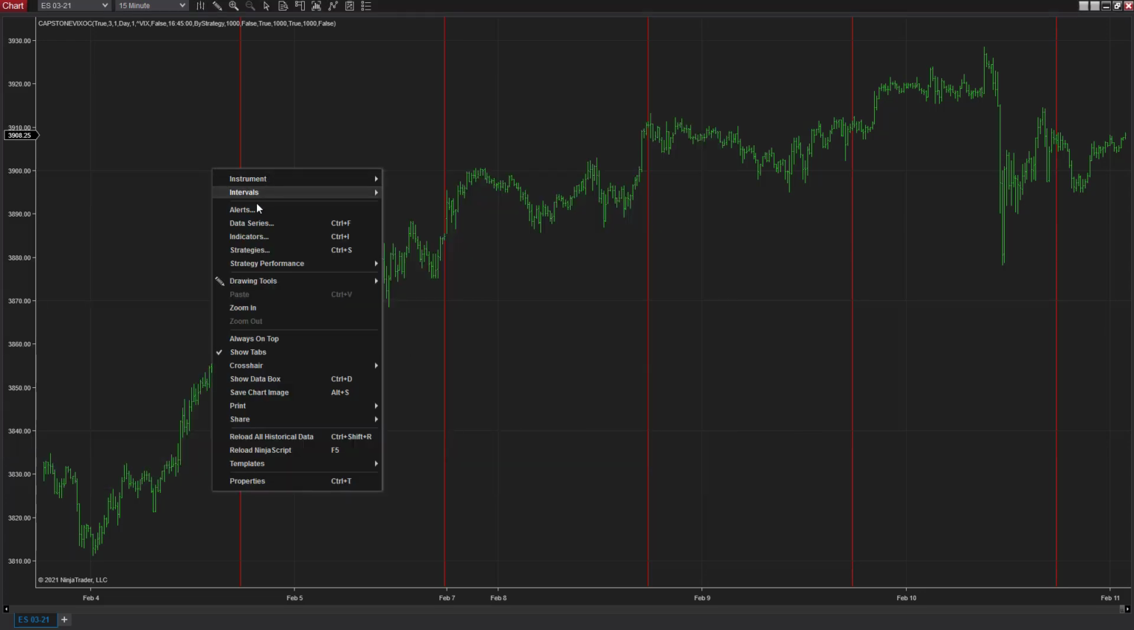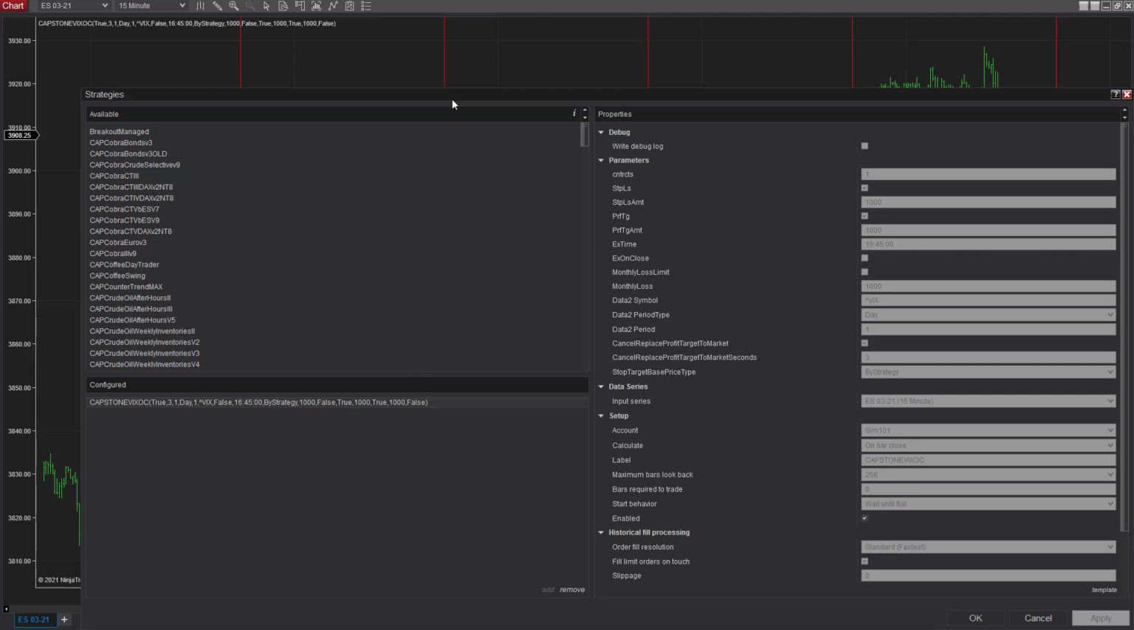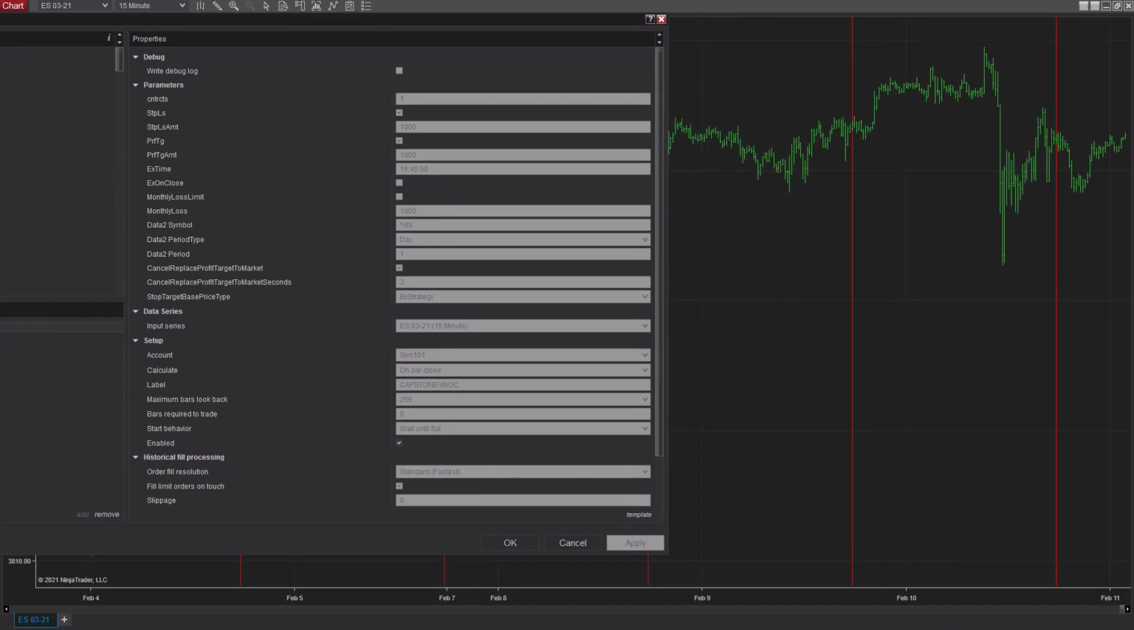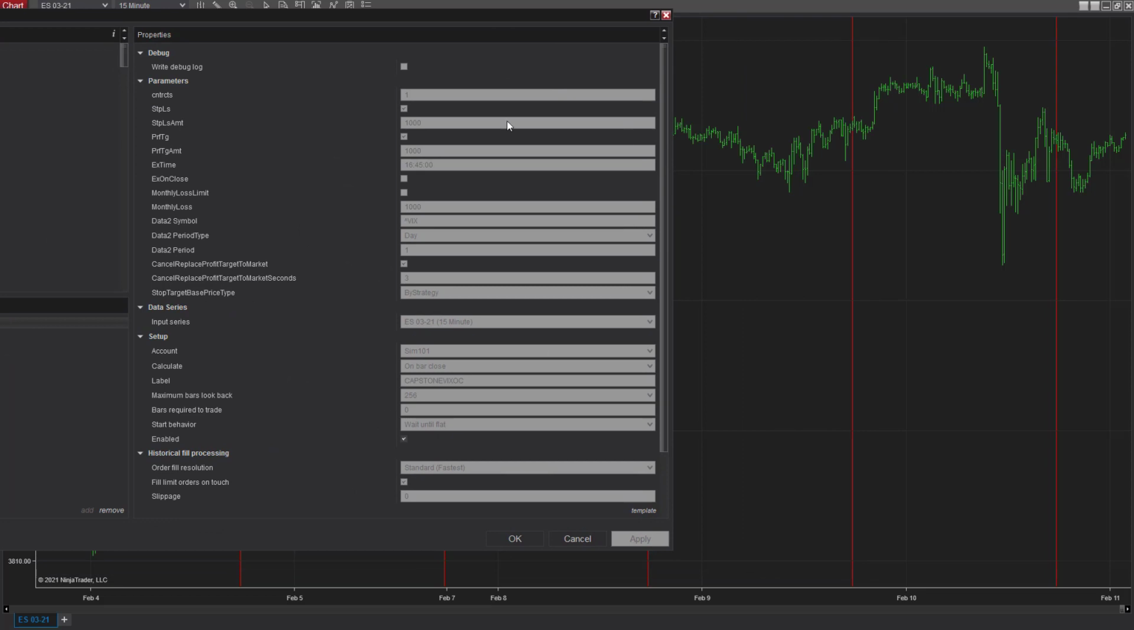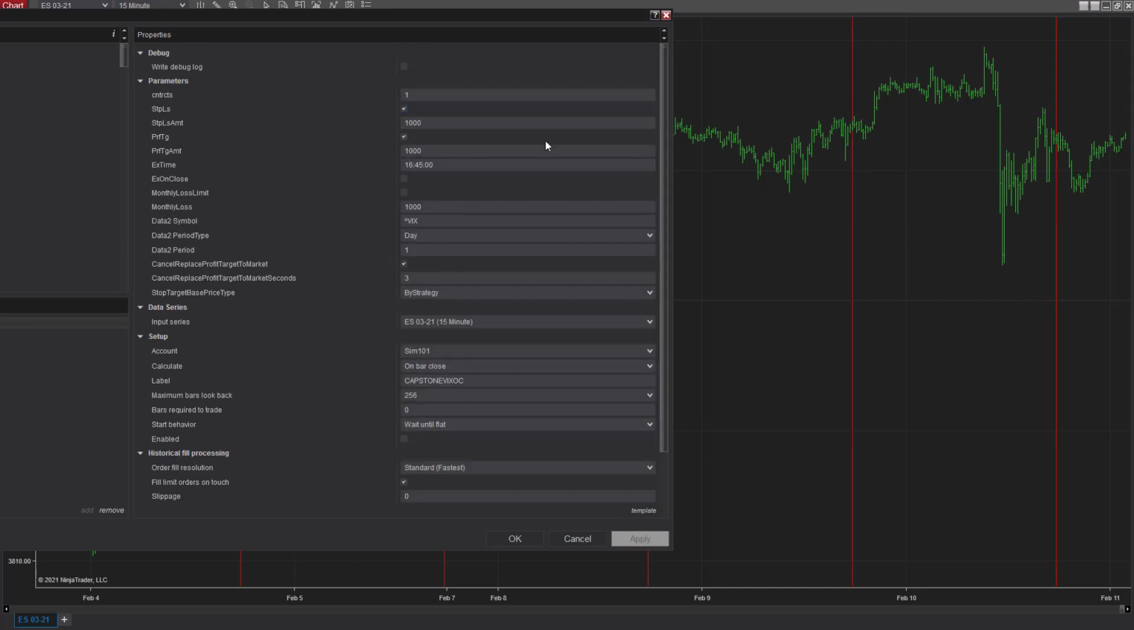Let's go over the input settings. Right click, strategies, and you'll see the strategy here. A lot of strategies that I have on the left. We're going to focus now on the inputs. It's harder to see when it's enabled, so I'm going to disable it. I'm going to click on this check mark and say apply. And you can see it exits at 1645.